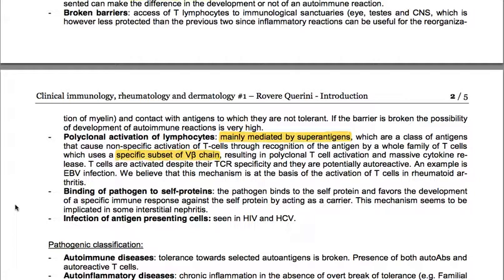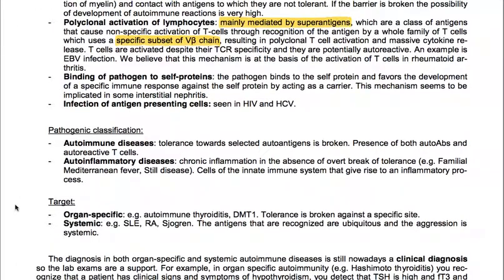Pathogenic classification. We have autoimmune diseases, in which tolerance towards selected autoantigens is broken, with presence of both autoantibodies and autoreactive T cells. We can also have autoinflammatory diseases, which are a chronic inflammation in the absence of overt break of tolerance, such as in familial Mediterranean fever and Still's disease. Cells of the innate immune response give rise to an inflammatory process. So here the innate immune system is involved.